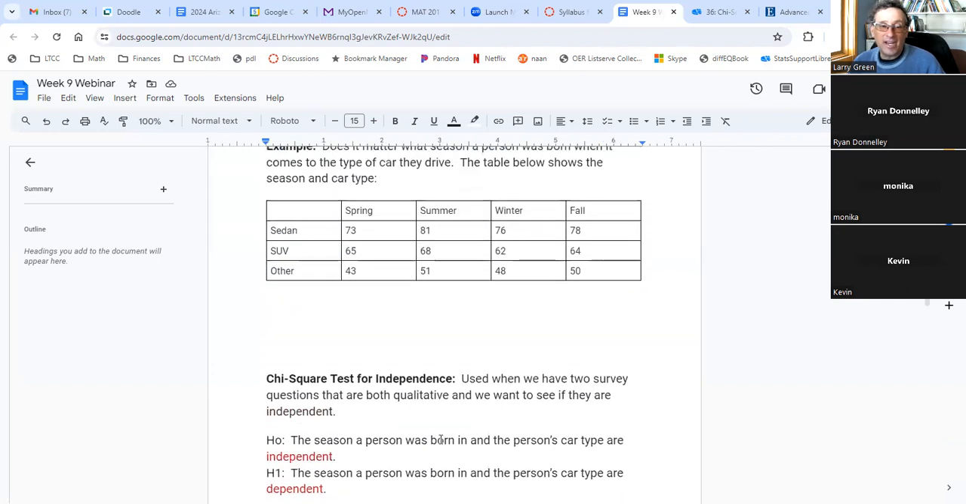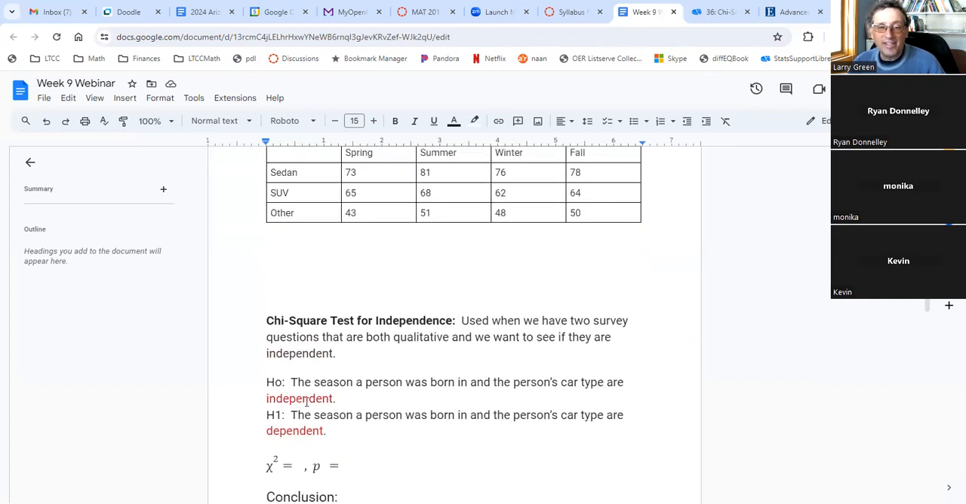So here's H0, and that is the season a person was born in, and the person's car type are independent. And H1 is the season a person was born in, and the person's car type are dependent. So I do want to note, which I always do when I do it, and that is I have highlighted in red the word independent for H0, the word dependent for H1. Don't get it mixed up. And those words have to be there. Got it? Any questions on that?